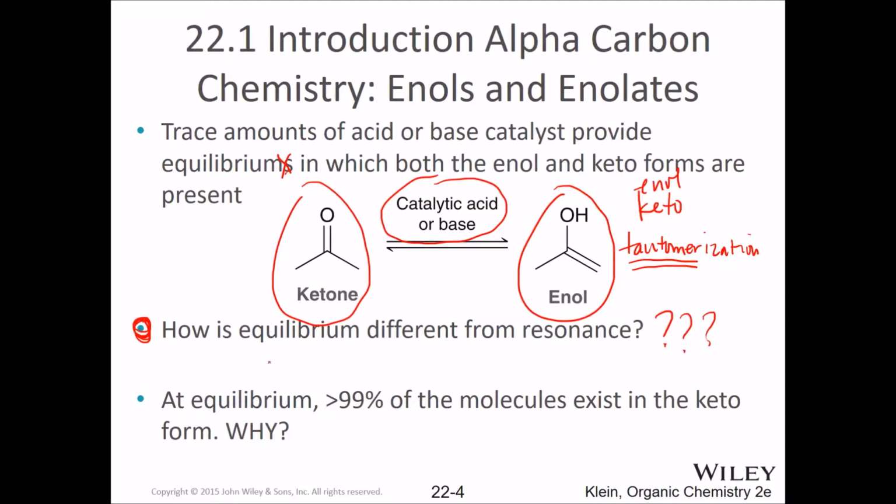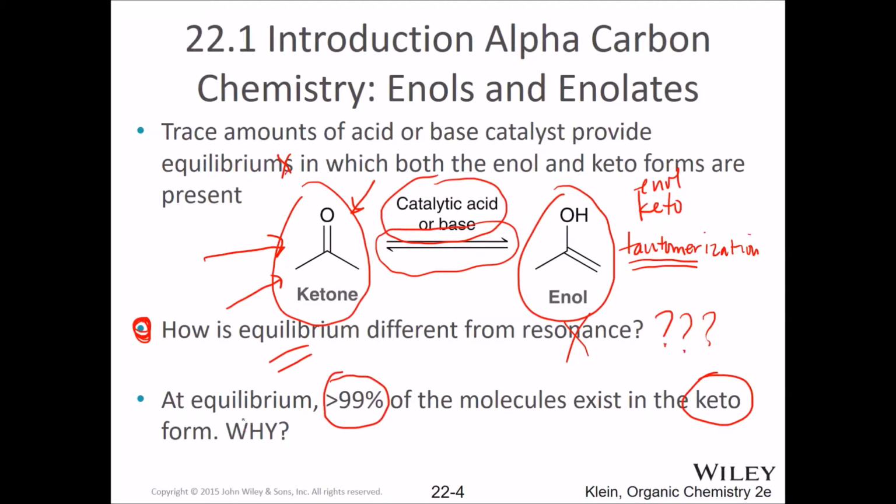All right, it is an equilibrium. Yes, yes. It is not a resonance. No, no. And there's an equilibrium arrow. That's how you know. All right. Well, there's another reason that you know, and that's when you look at the difference between these two. You'll see by looking at the structures, you can tell it cannot be resonance. Okay. At equilibrium, typically greater than 99% of the molecules exist in the keto form. Greater than 99% at equilibrium, typically, depending on the structure, of course.